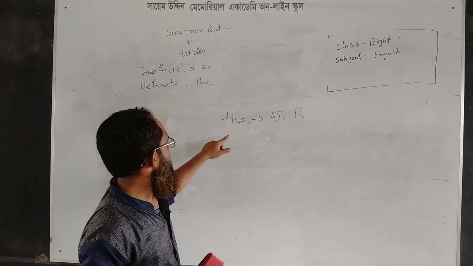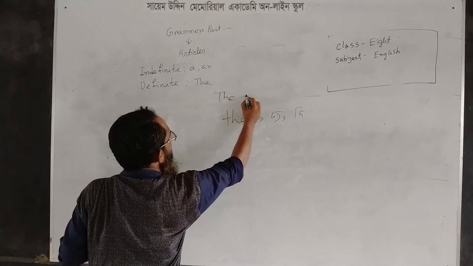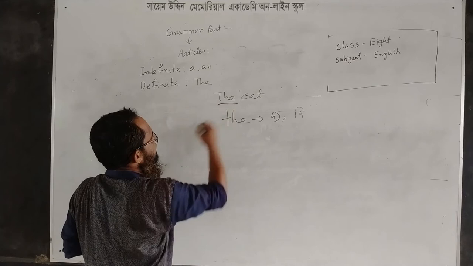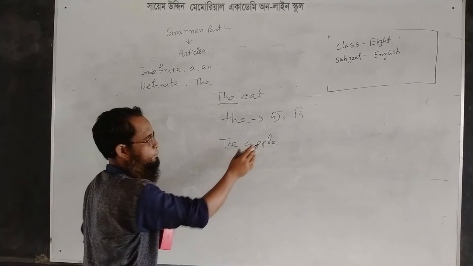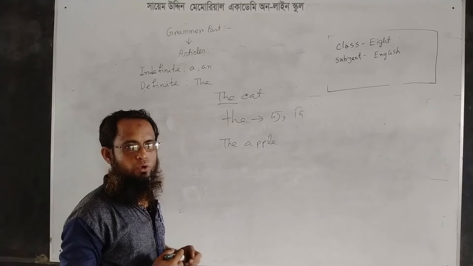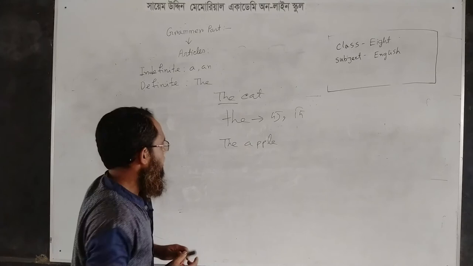Let's look at an example. Here you have to pronounce this word as "thuh" cat. But in this case, the apple, no, this is not "thuh" apple, this is "thee" apple. You will pronounce this word as "thee", because the word apple starts with a vowel A. I think you have understood me well.